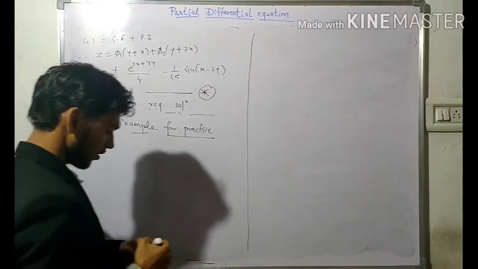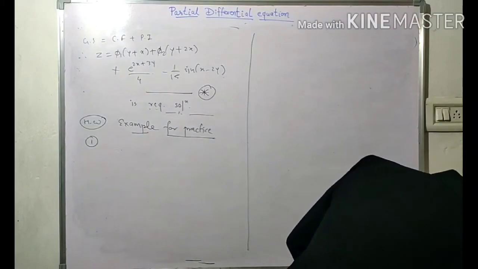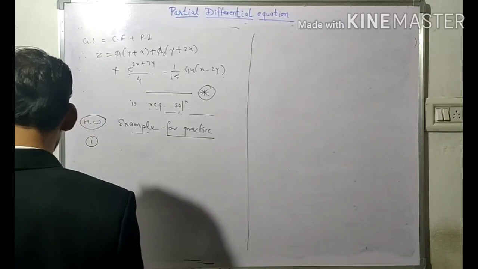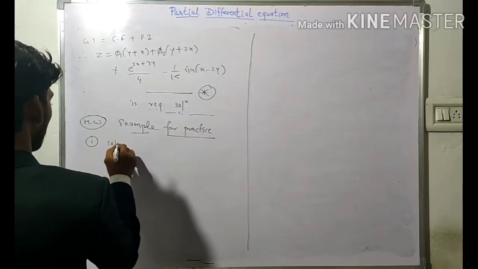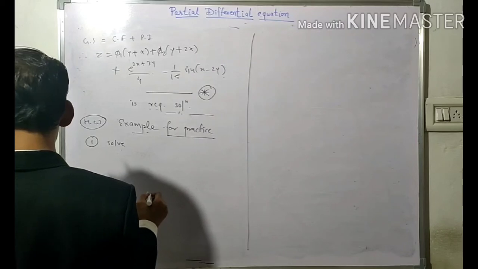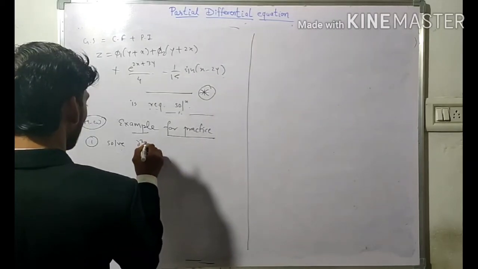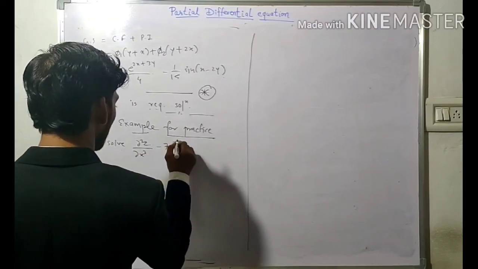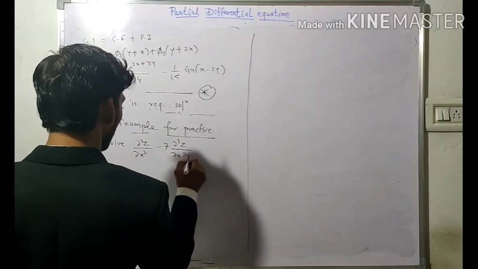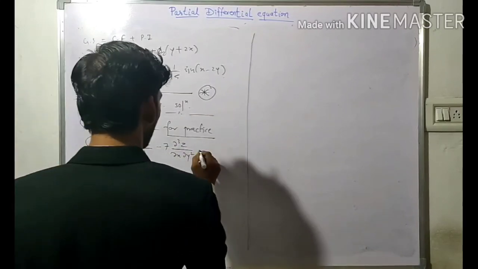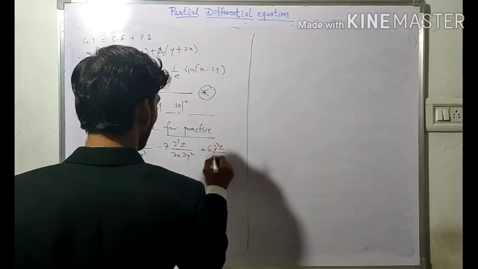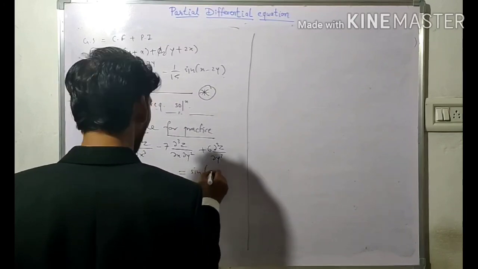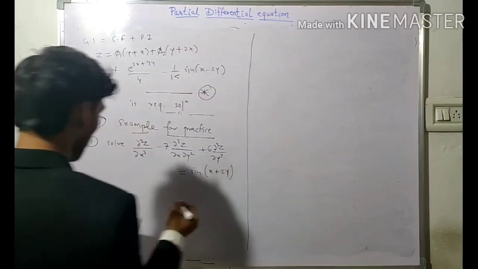First one, solve del 3z by del x cube minus 7 del 3z by del x del y square plus 6 into del 3z by del y cube equal to sine of x plus 2y. And this question is very important.